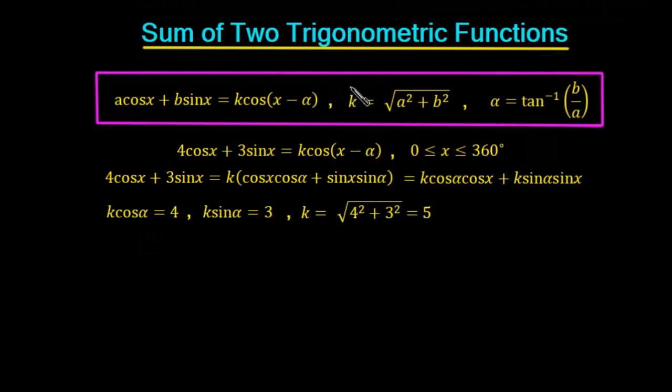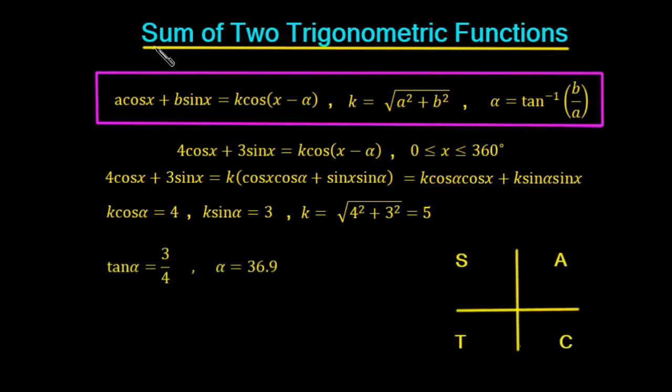So now we can find the value of k. It's going to be the square root of a squared plus b squared. So it's going to be the square root of 4 squared plus 3 squared, which is a value of 5. Now we want to find the value of our angle alpha. We know that tan alpha is equal to b upon a. So we just put in our values for b and a. So tan alpha equals 3 upon 4.